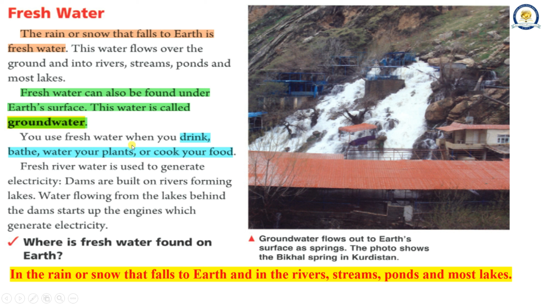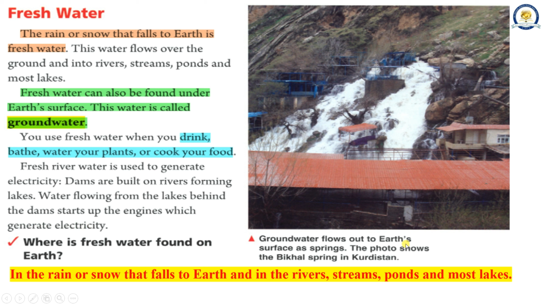You use fresh water when you drink, bathe, water your plants, or cook your food. Fresh river water is used to generate electricity. Dams are built on rivers forming lakes. Water flowing from the lakes behind the dams starts up the engines which generate electricity.